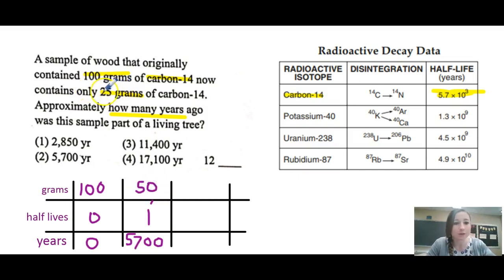Now, that's not 25 grams, so I'm still working. After a second half-life, again, I have to add 5,700 plus another 5,700. That gives me 11,400. And if I'm cutting that 50 in half again, I'm going to get 25 grams. Now that I have 25 grams, I've matched what my question is looking for, how many years, that's in my chart, so I go to 11,400, and I know that my answer is 3. I would really suggest to show some work off to the side, something like this, when you're answering these problems.